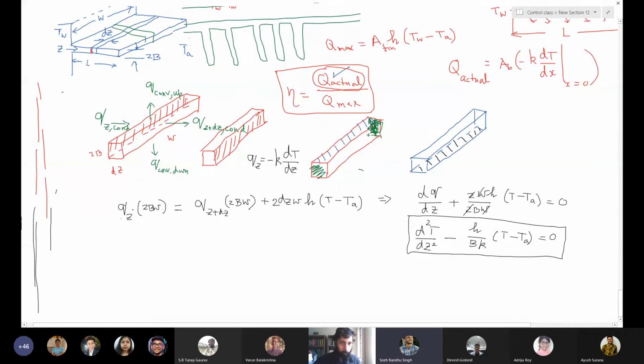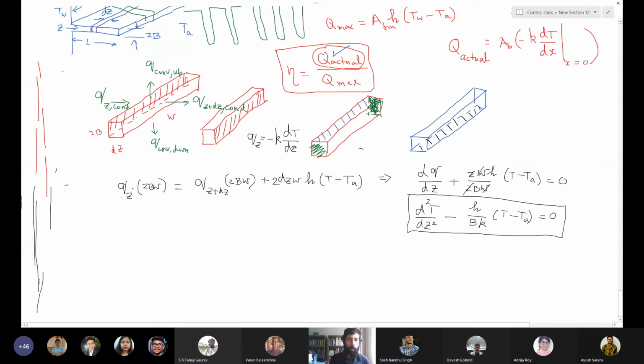So why have we not written the convection part of that dz into 2b? Because that is very small compared to other areas. This convection area is dz times 2b, order of dz times b. And other areas are dz times W. Since W is much higher than b, say W is 100 times b, this convection will be 100 times less than the others. So we neglected that. Okay, sir. All right. This is approximate, but it's worth doing that approximation.